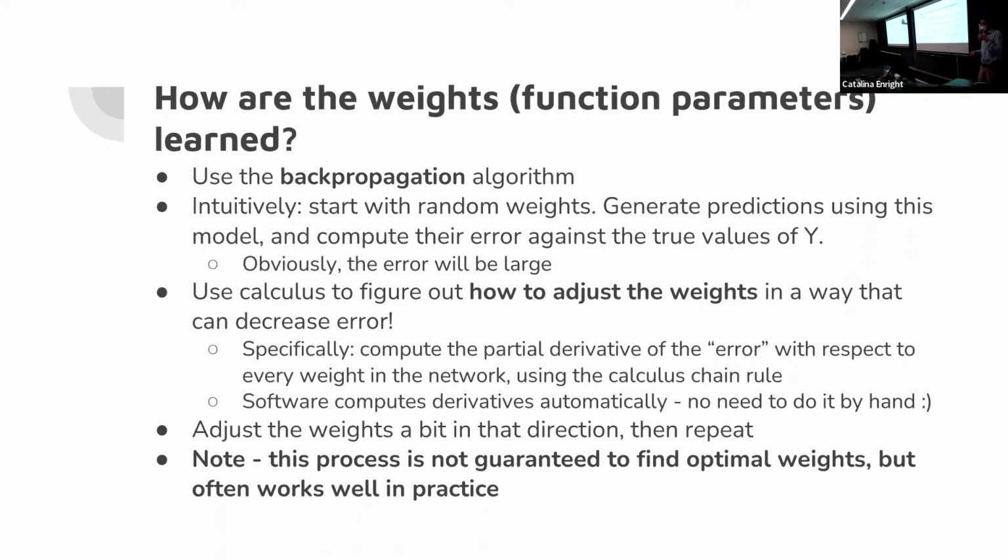You could probably compute this by hand if you've taken calculus, but thankfully nowadays the software can compute this automatically. Okay, so then we just adjust the weights. They're kind of like little knobs that you can turn in the direction that we know will reduce the error by a little bit. And then you just repeat this process on a new batch of data. Of course, the caveat is that this is not guaranteed to find the optimal weights, but it's often enough to work in practice.